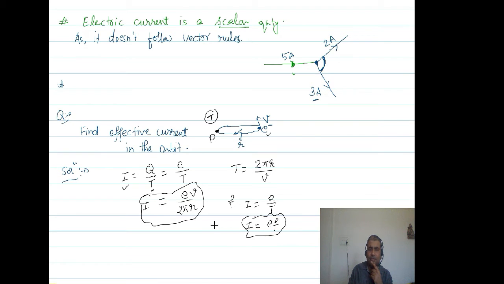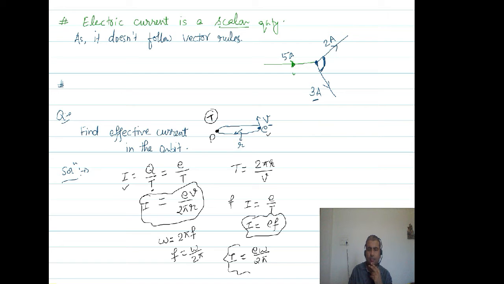Okay, suppose we are given the angular frequency of revolution of this electron. So in that case omega is the angular frequency. Omega is what? 2 pi f. So you will write f as what? Omega by 2 pi. This will also be very easy to write the answer in terms of omega. So this will become e omega by 2 pi.